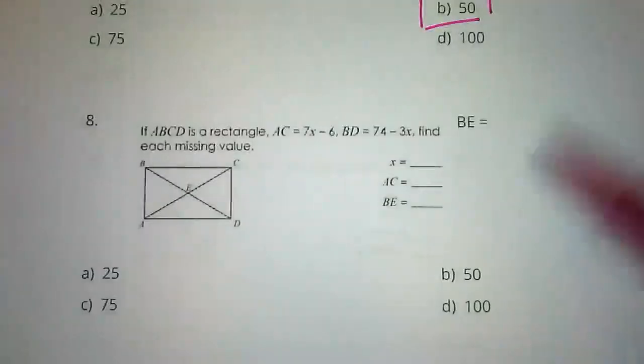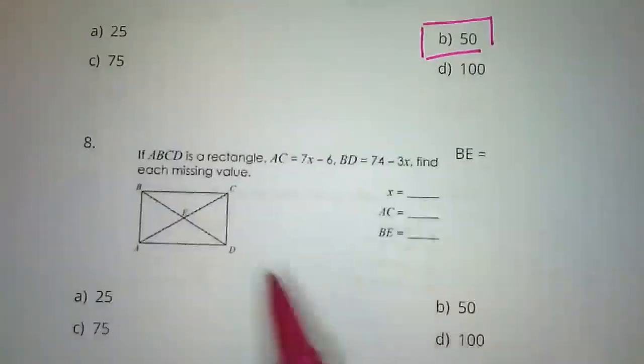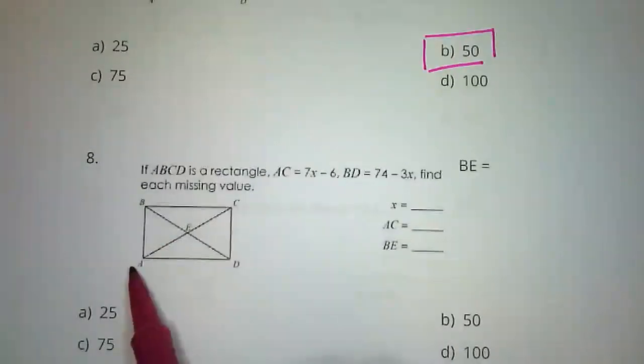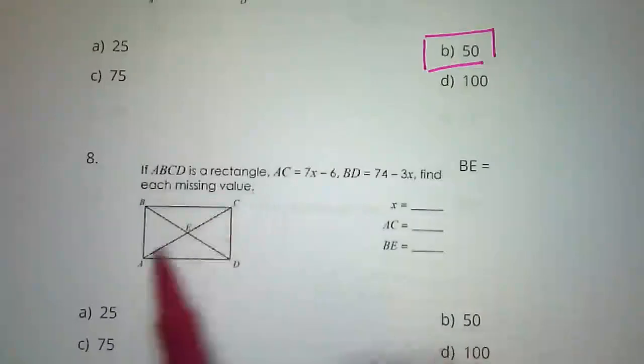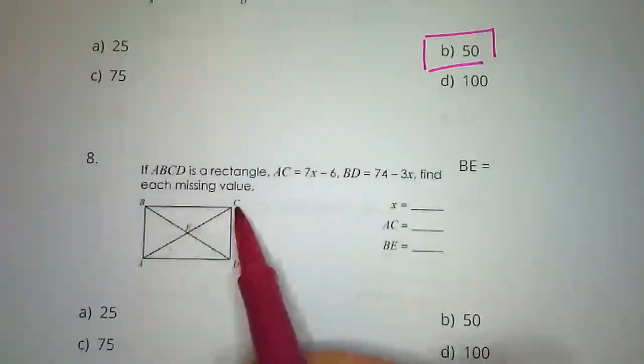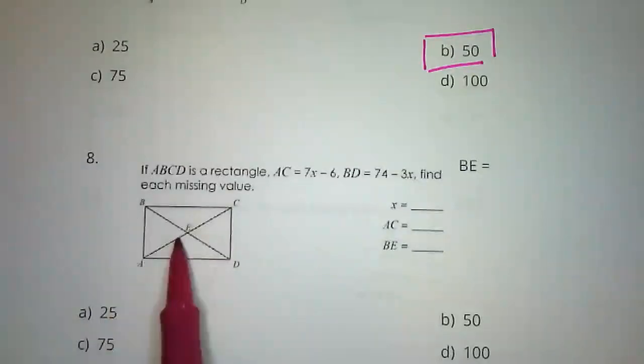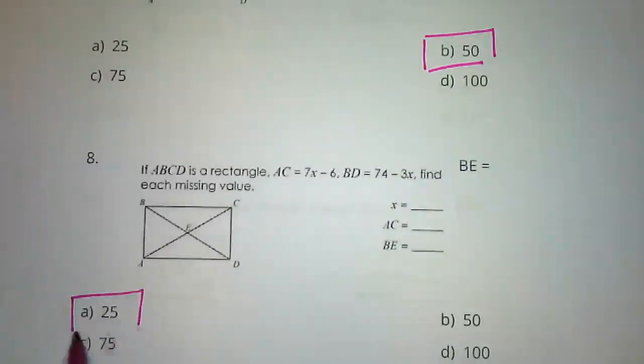All right, number 8, still same question. BE. Since it's a rectangle, the length of AC we found in the last question was 50, which means BD would be 50, which means BE would be 25.